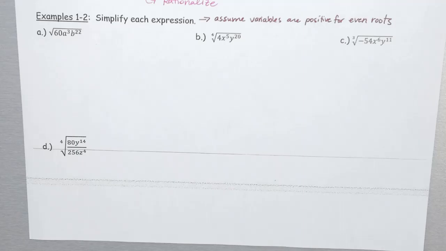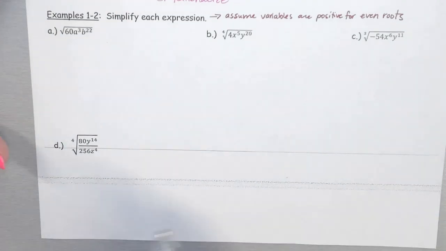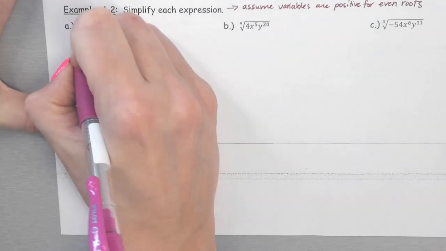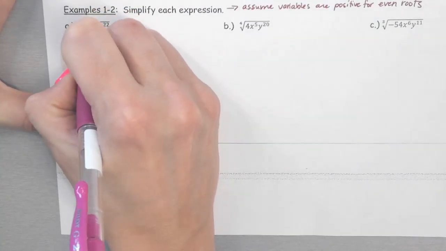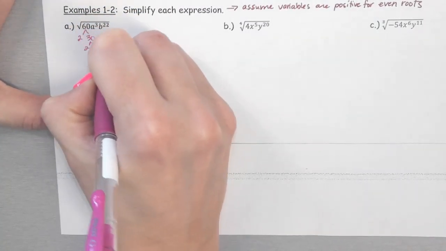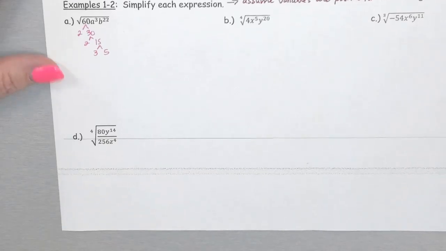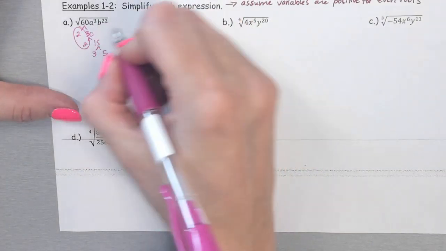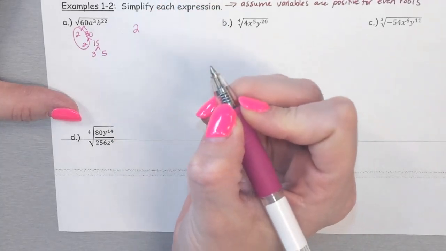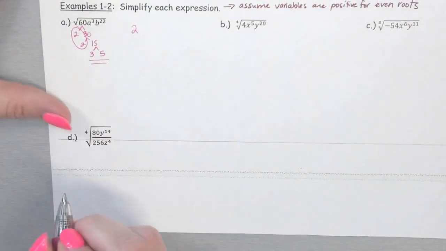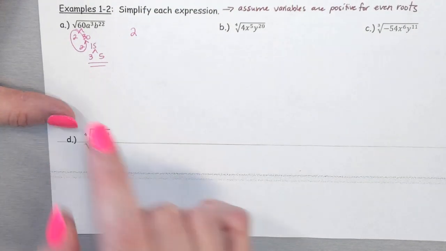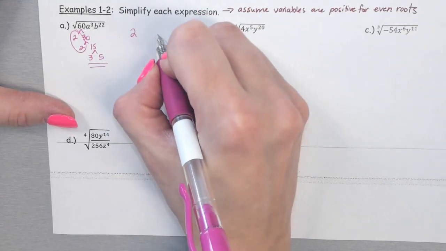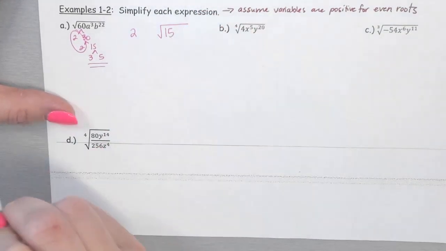All right, so it looks like the first two went really well. Okay, like I said, you guys did a nice job with your factor trees. Your 2 and 30, 2 and 15, 3 and 5. Okay, so if it's a square root, then you're looking for 2. Okay, so then the 2 is going to come out. Okay, and then whatever is left inside, what do I do with the 3 and 5? Multiply them together. Great. Okay, so the 15 is going to be here.